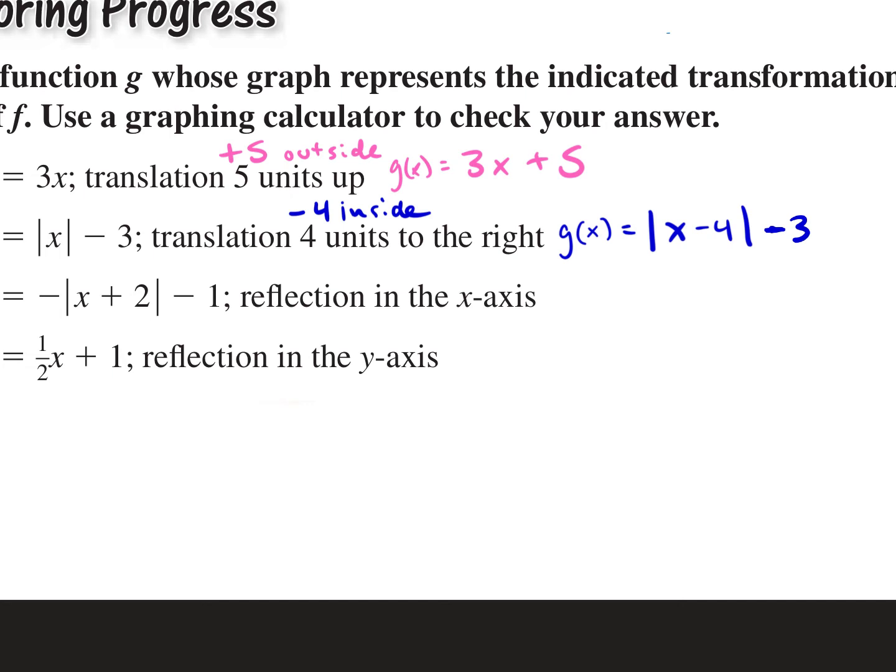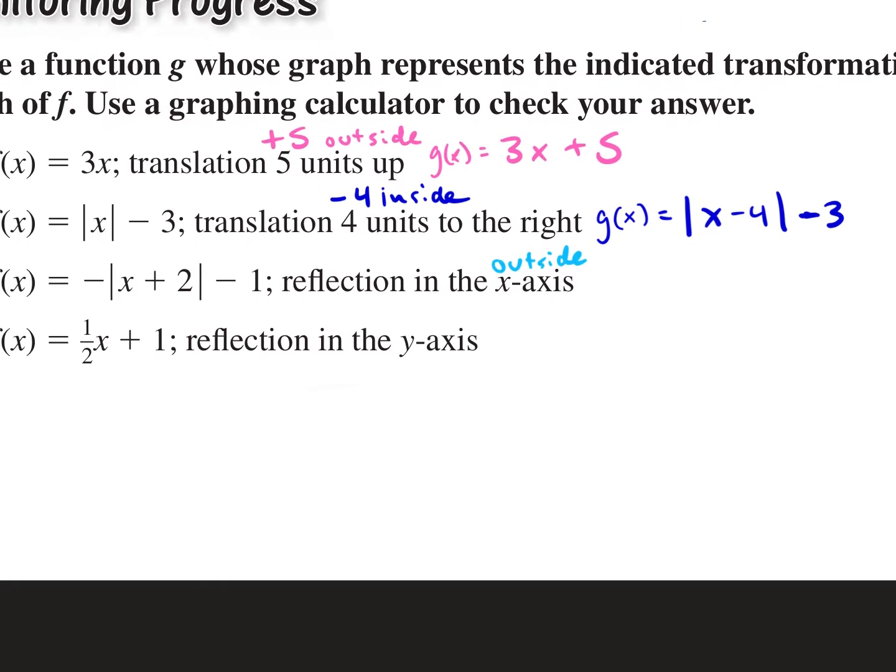All right, for number 3, we have a reflection in the x-axis. So is the x-axis inside or outside? Outside. When it's on the outside, I have to multiply it to everything. So it's negative times negative absolute value of x plus 2 minus 1. And I would just have to distribute that to the absolute value part and the number outside.